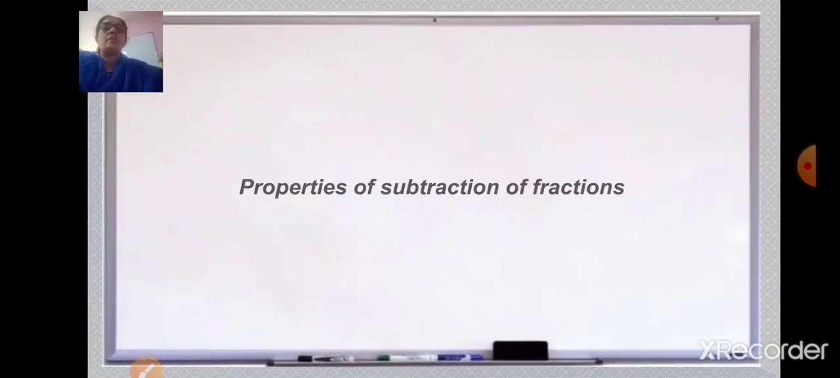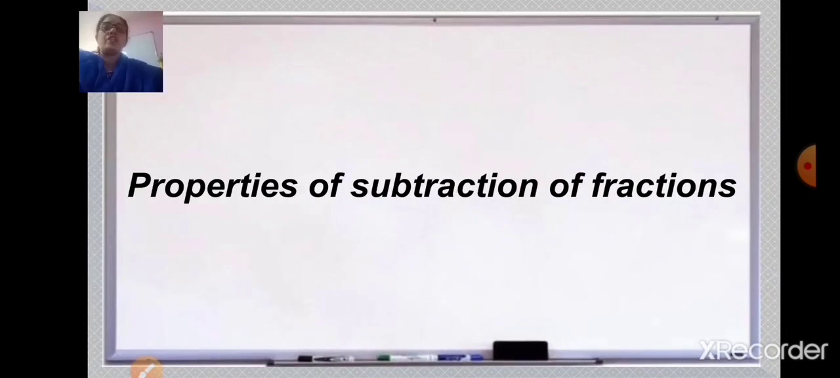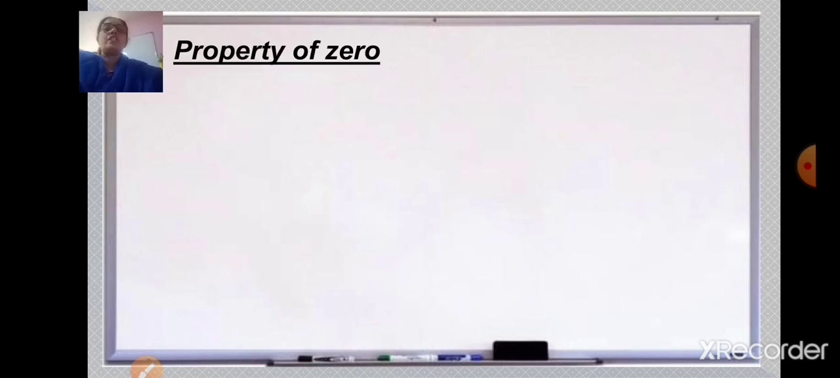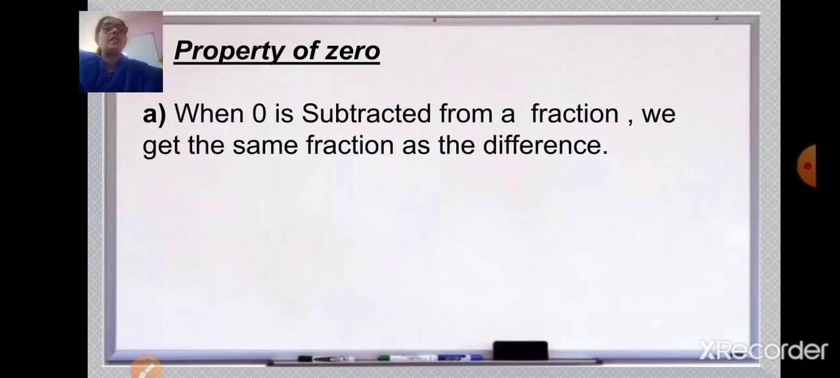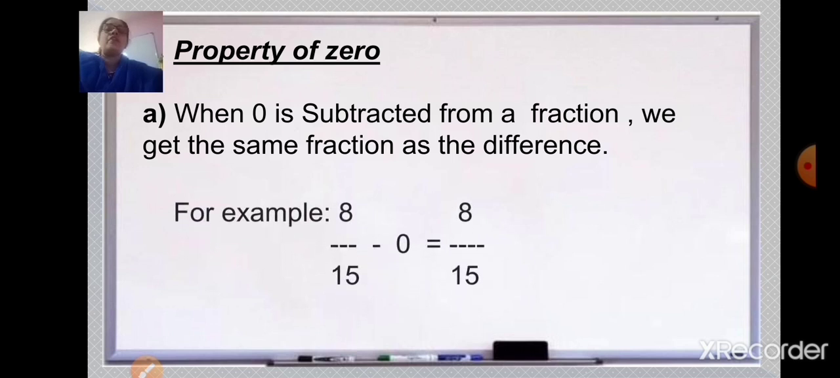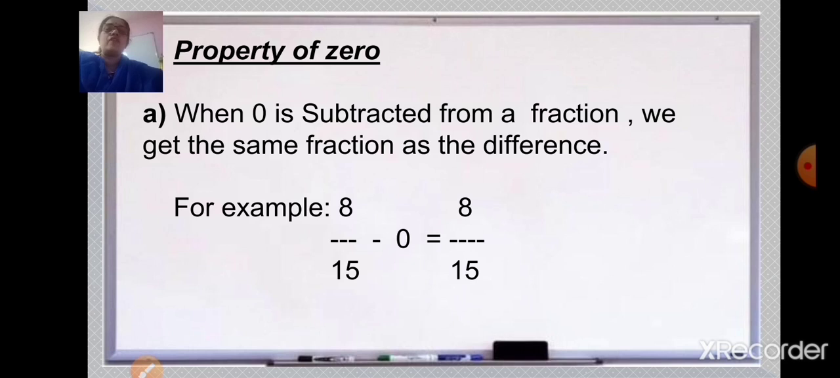Now coming to the properties of subtraction of fractions. The first property is about the property of 0, which tells us that when 0 is subtracted from a fraction, we get the same fraction as the difference. For example, 8 upon 15 minus 0 is equal to the same fraction, that is 8 upon 15. Or you can say that the difference after subtracting will remain the same.